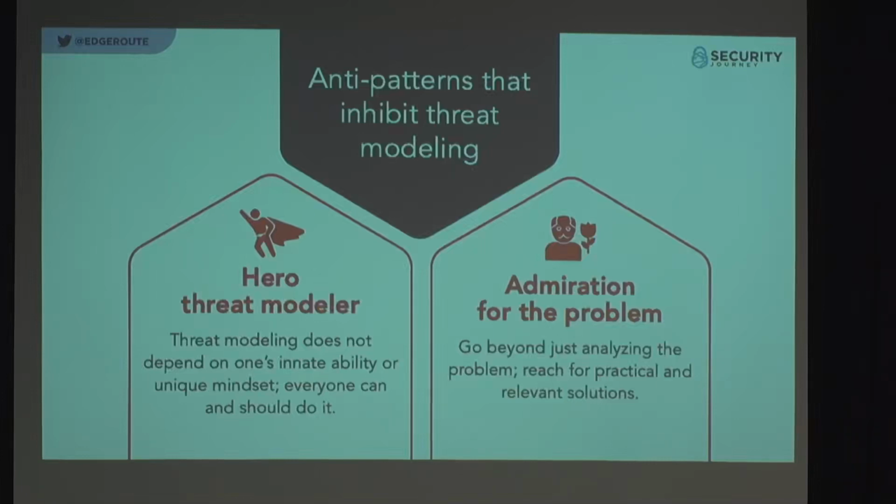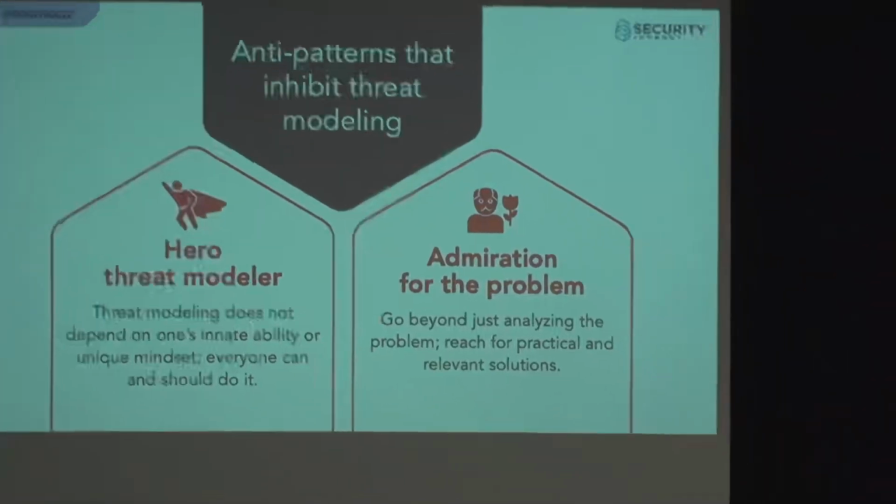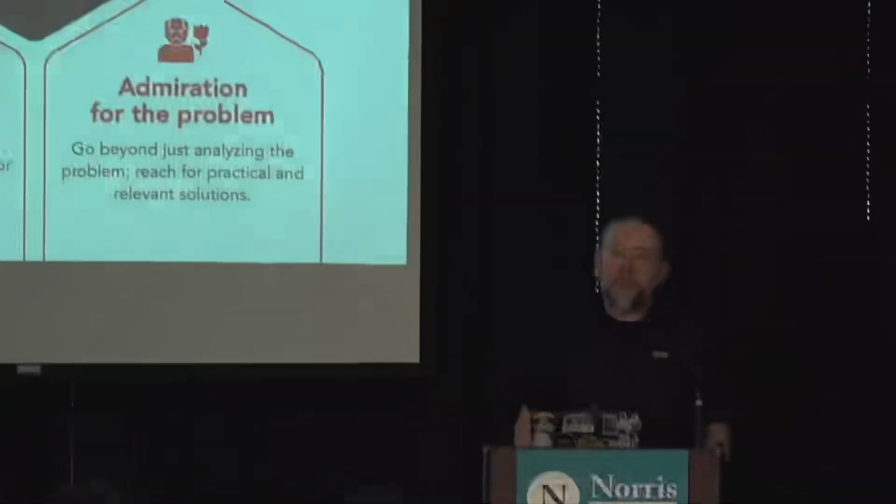The second anti-pattern we have here is admiration for the problem. I won't even ask for a show of hands as far as who's been trapped in this one before. I know I've been there. Admiration for the problem is where I spend a few more minutes or hours creating this representation of the system that I'm trying to threat model, and I'll get it to the point where it's really a good representation.